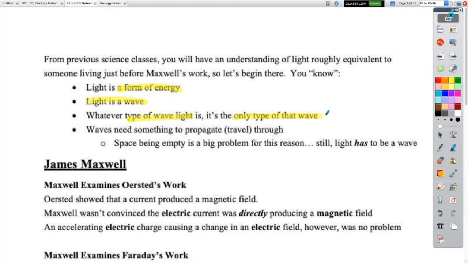Now again, like we said, we're going back to where you were when you stepped foot into this classroom. You learned in physics 20 that waves need something to propagate through, right? We're backing up. So space being empty is a big problem, as we saw. Let's jump into it now. How was this problem solved?